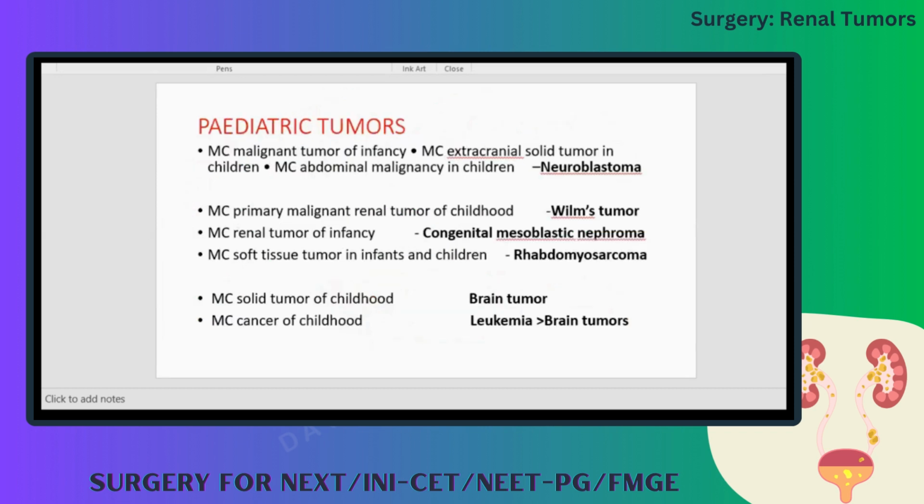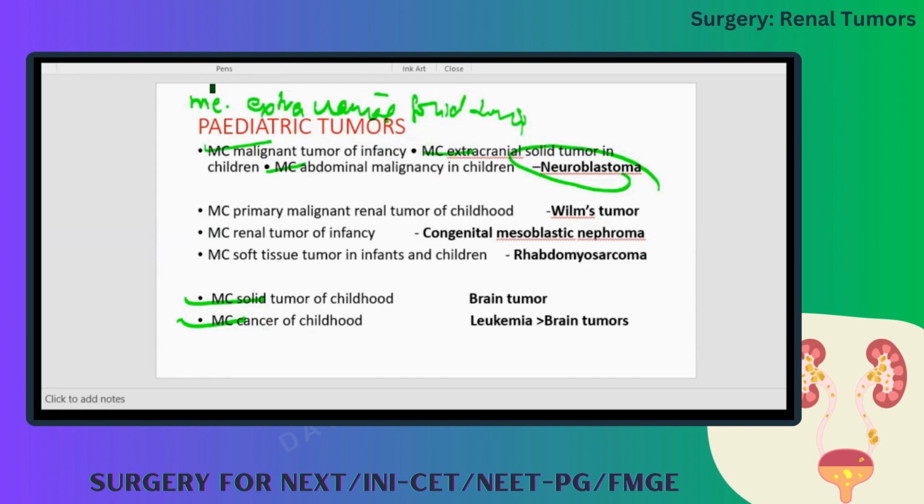Okay, these are some pediatric tumors which are discussed. Most common solid tumor is brain tumor. Most common cancer is leukemia. Most common extracranial solid tumor, most common abdominal malignancy, is neuroblastoma. See this point? Most common extracranial solid tumor. If you add one thing, the answer will change. If you remove one thing, the answer will change. What is the most common solid tumor of childhood? Brain tumor. They just added extracranial. Most common extracranial is again our neuroblastoma.